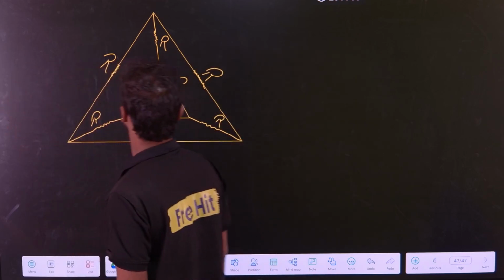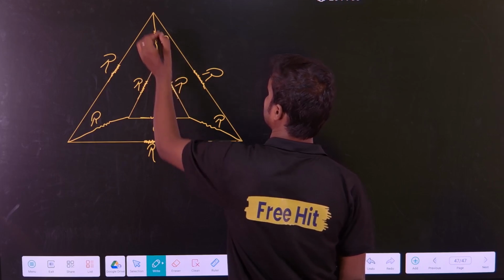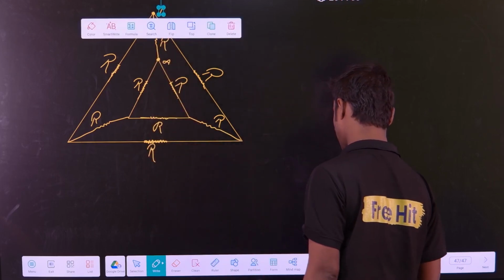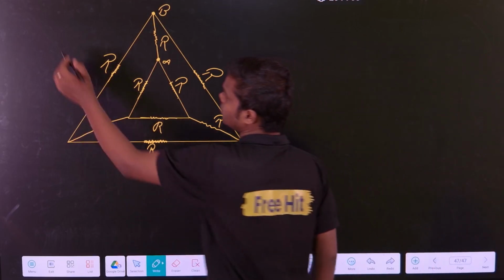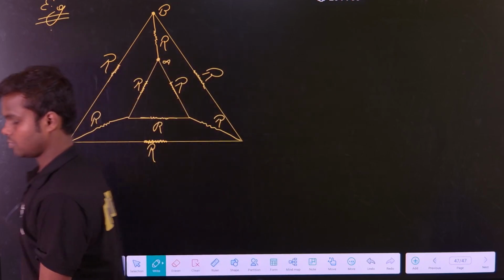Till here is there any doubt? Okay, so this point you take as point A and this point you take as point B. You have to find the R equivalent across point A and point B. That is my example. This is the one question you have to solve.